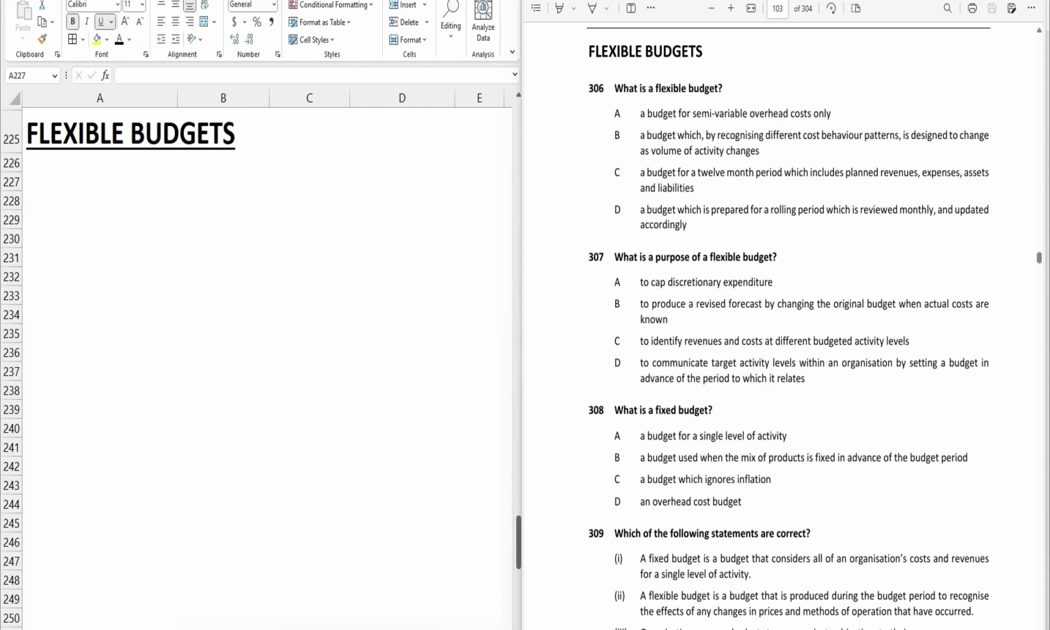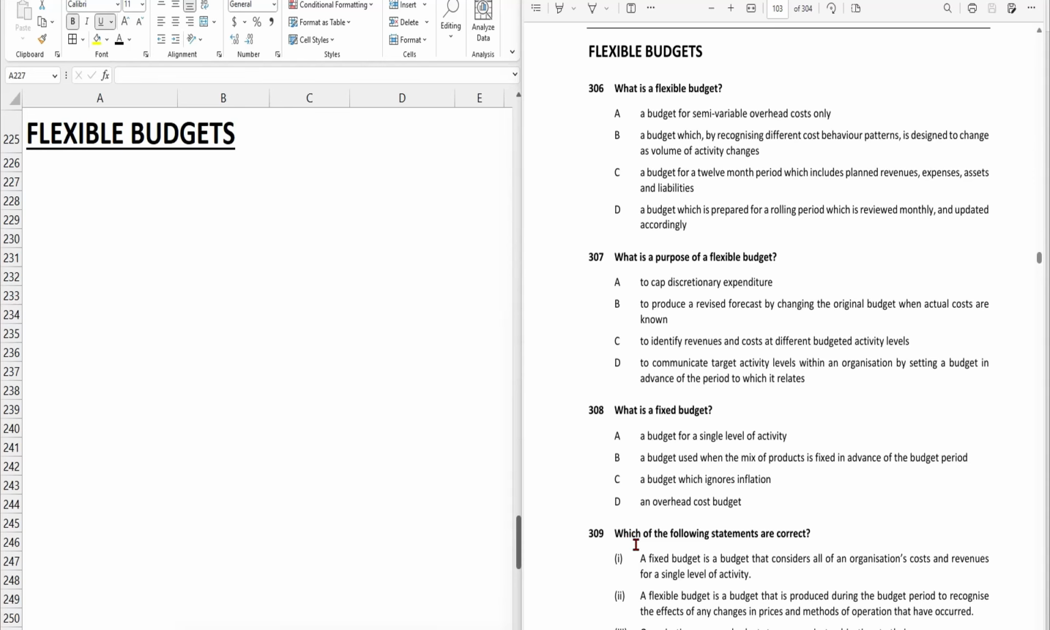Option D says a budget which is prepared for a rolling period, which is reviewed monthly and updated accordingly. So this is actually your rolling budget, right? It is updated monthly, not the flexible one. So that's why option B is correct.